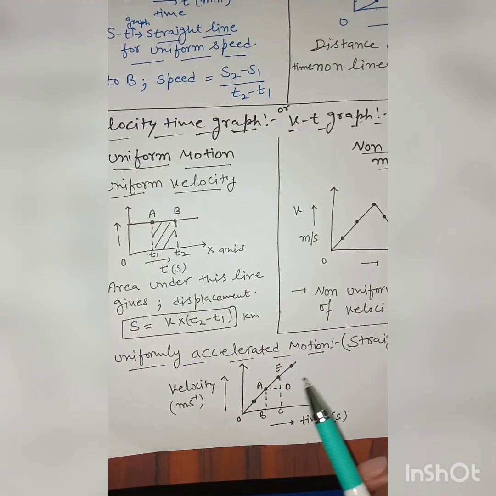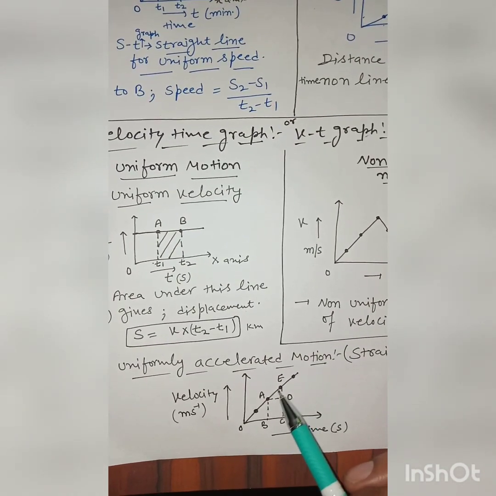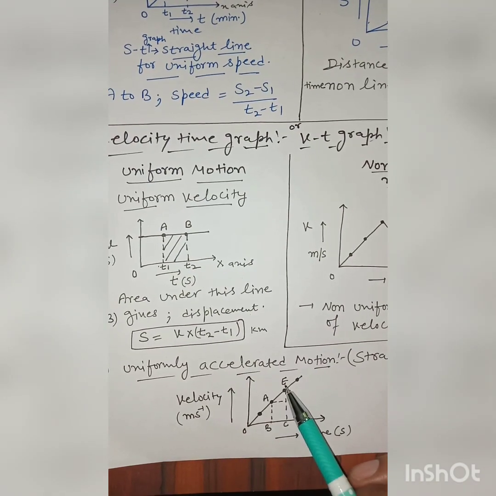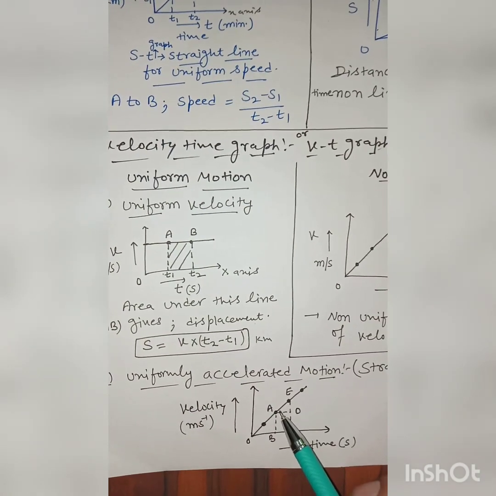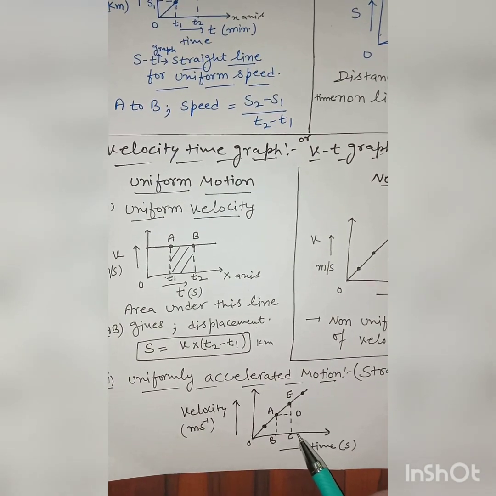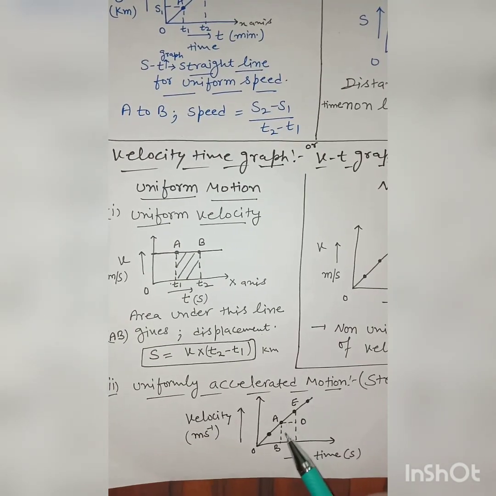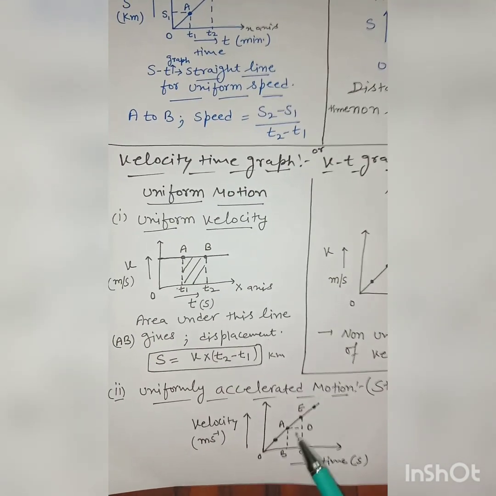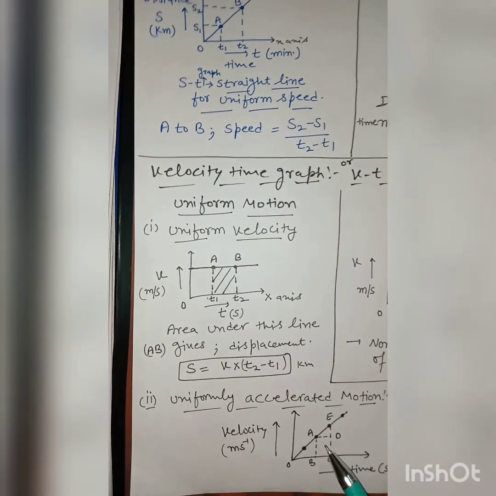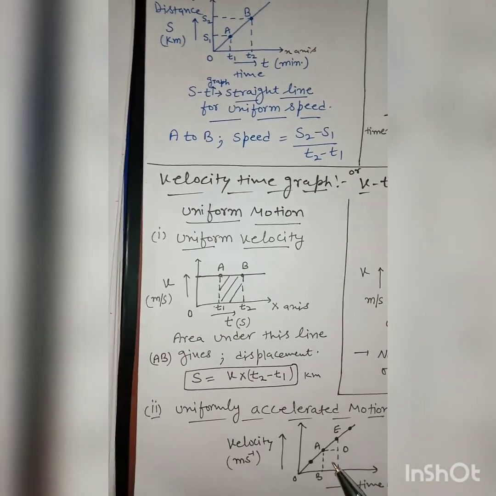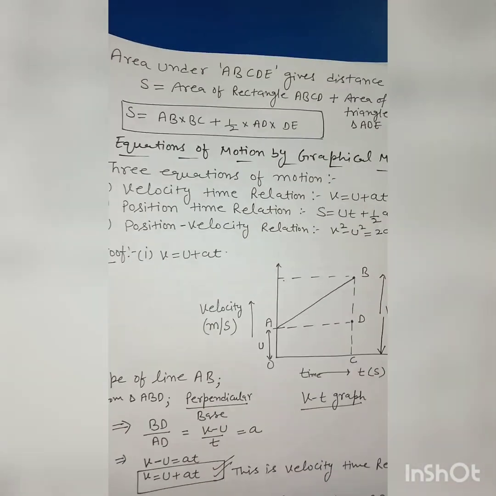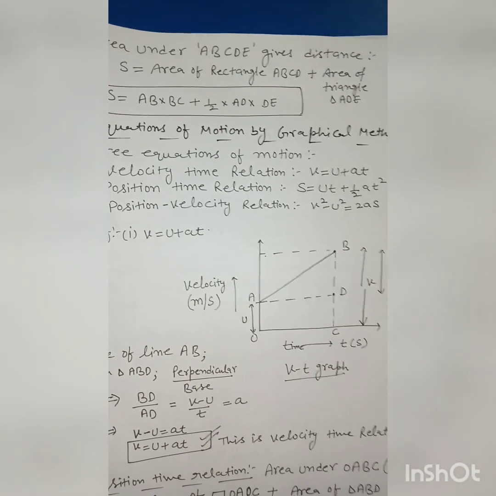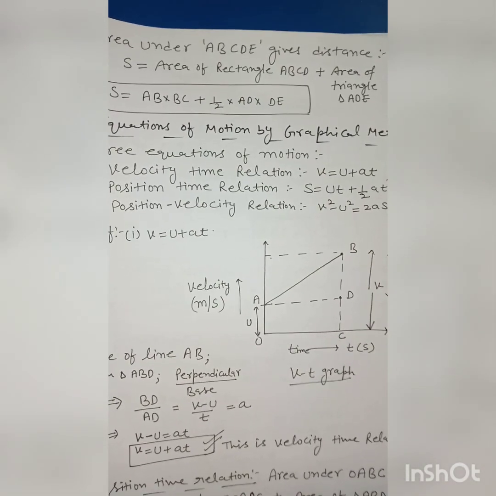Now, between these 2 points A and E, we can take the figure ABCDE. What is the area under these 2 points? The area under ABCDE gives distance, and distance is represented by S equal to area.